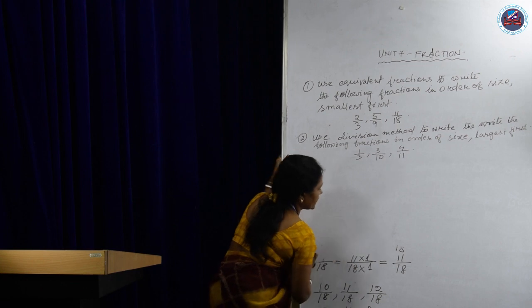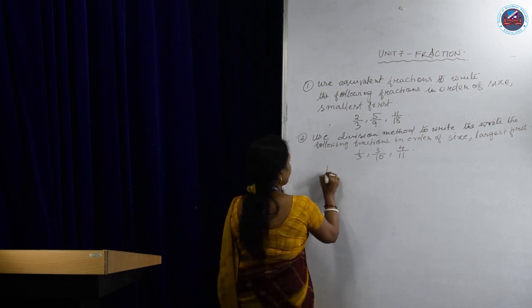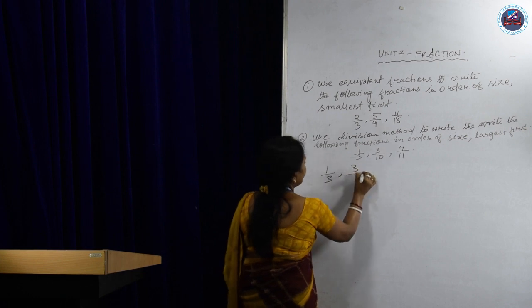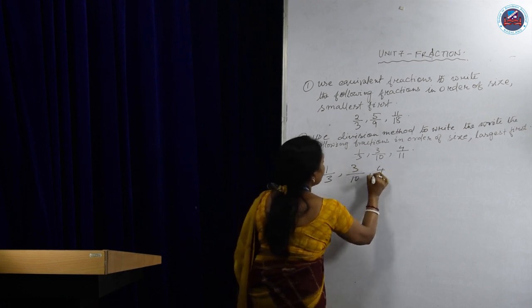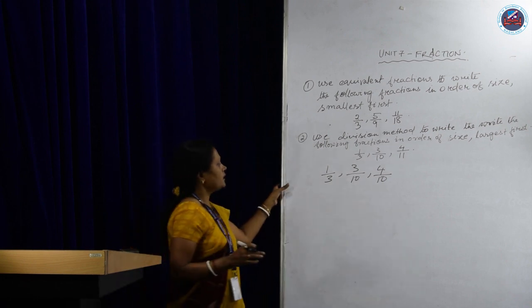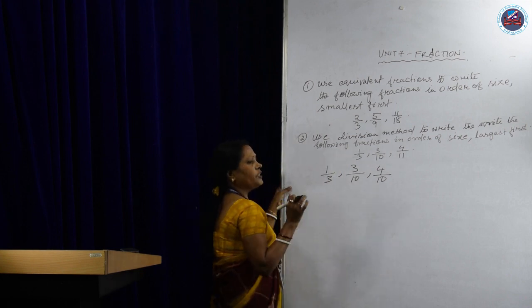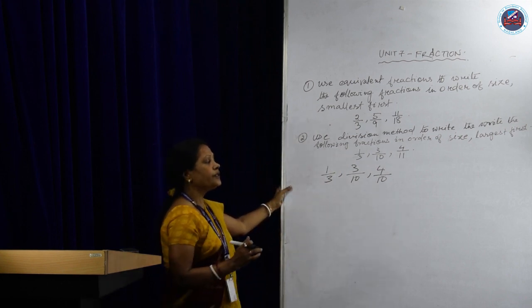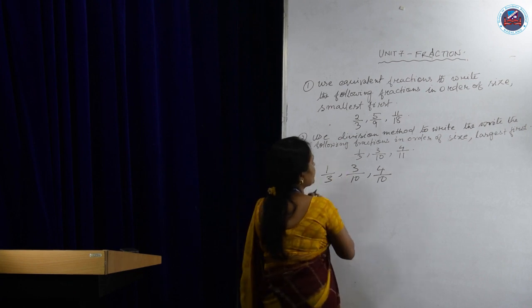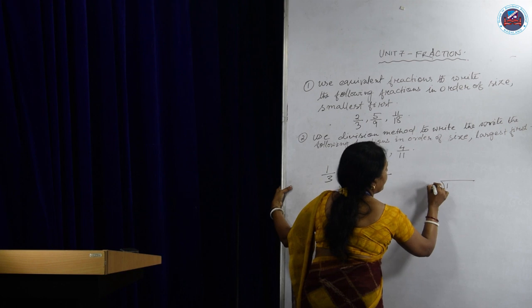So for the division method, I have taken down the fractions 1 by 3, 3 by 10 and 4 by 11. Now what is the division method? In the division method, you have to divide the numerator by the denominator and convert it into a decimal. So the first fraction is 1 by 3. So divide 1 by 3.